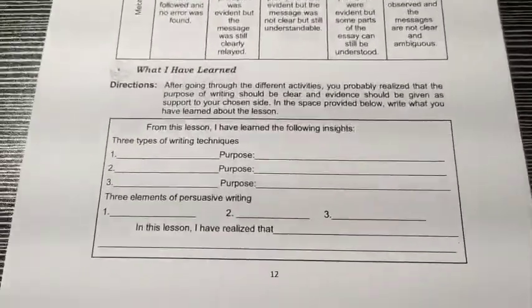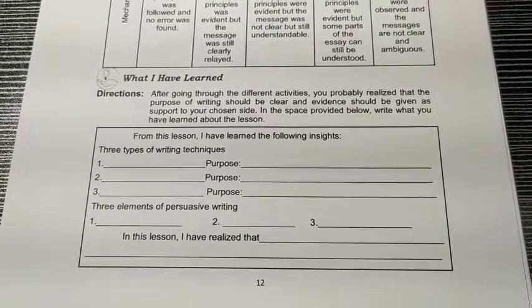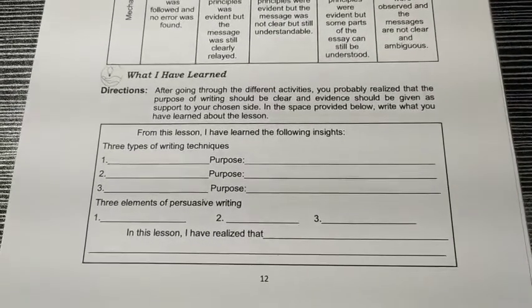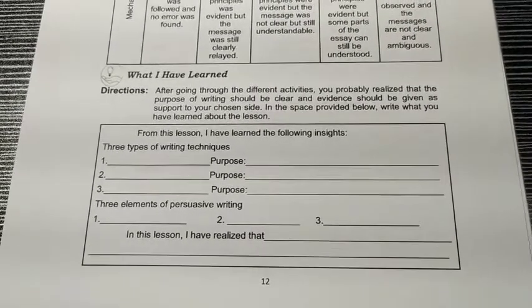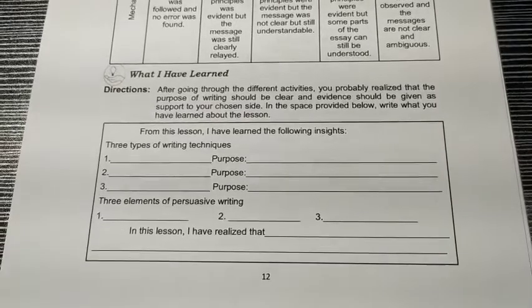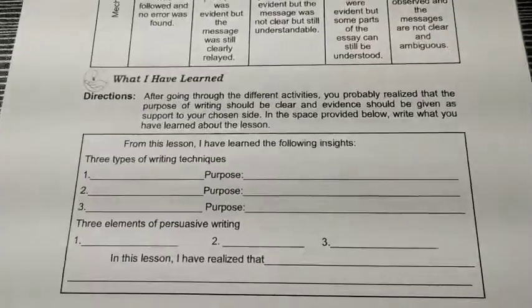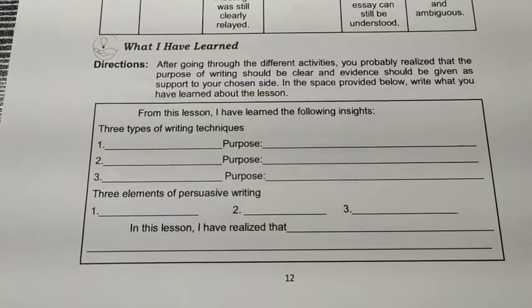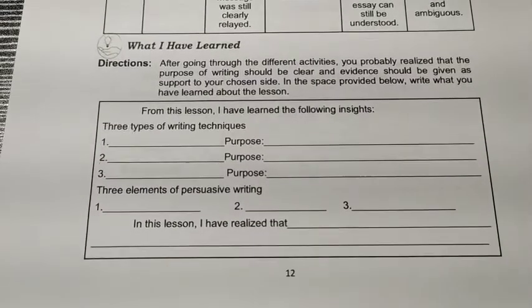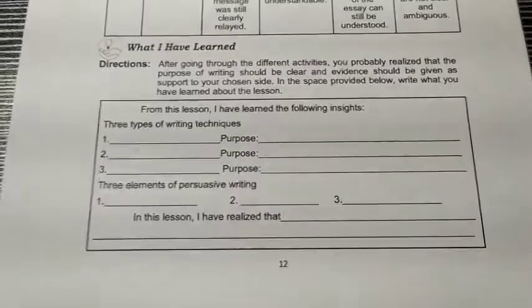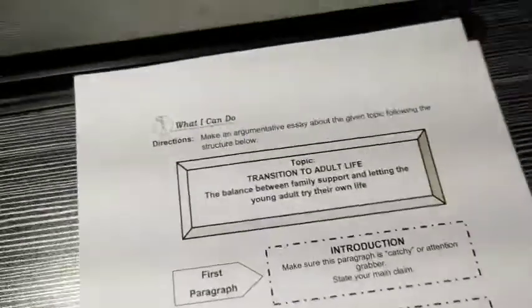Then for what I have learned, you will fill in and complete the statements here. So the 3 types of writing techniques and the purpose of each type. Then the 3 elements of persuasive writing that we had discussed a while ago. And then in this lesson, what you have realized. So, what I can do part.